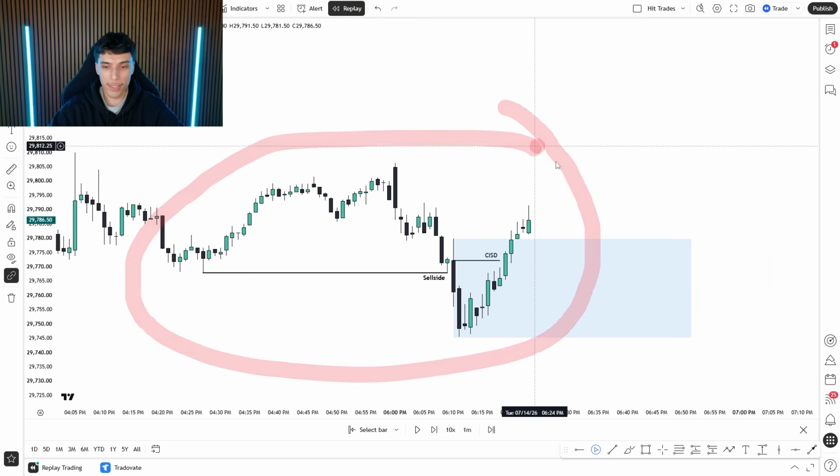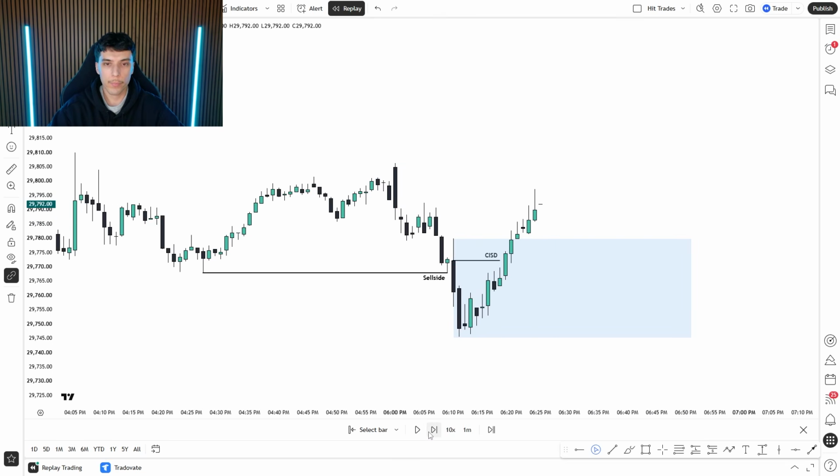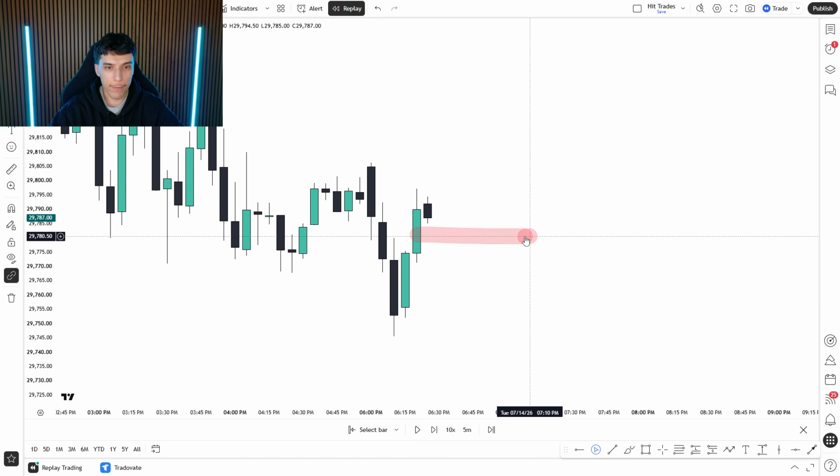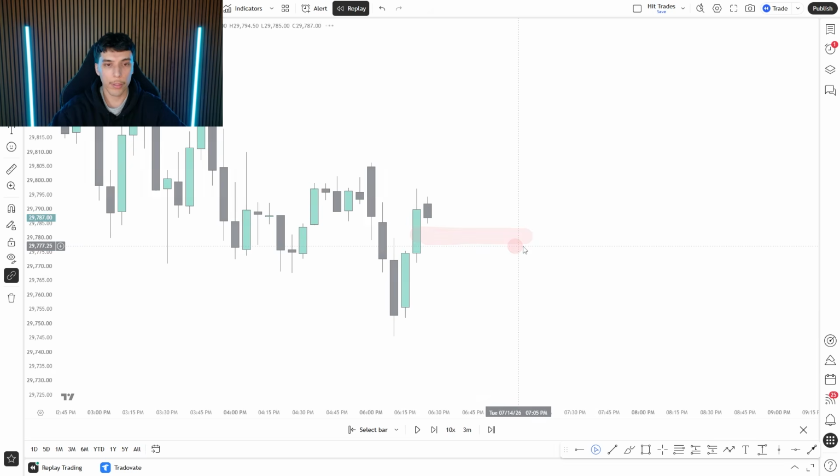All that's left is my entry. Let's forward a little bit, and we can see that price got a little push up. I want to see a retracement into the order block and into any imbalance. Let's take a look at some of the time frames. If we take a look at the 5-minute chart, we can see that we just formed a 5-minute BISI. Okay, cool. Let's take a look at the 3-minute.